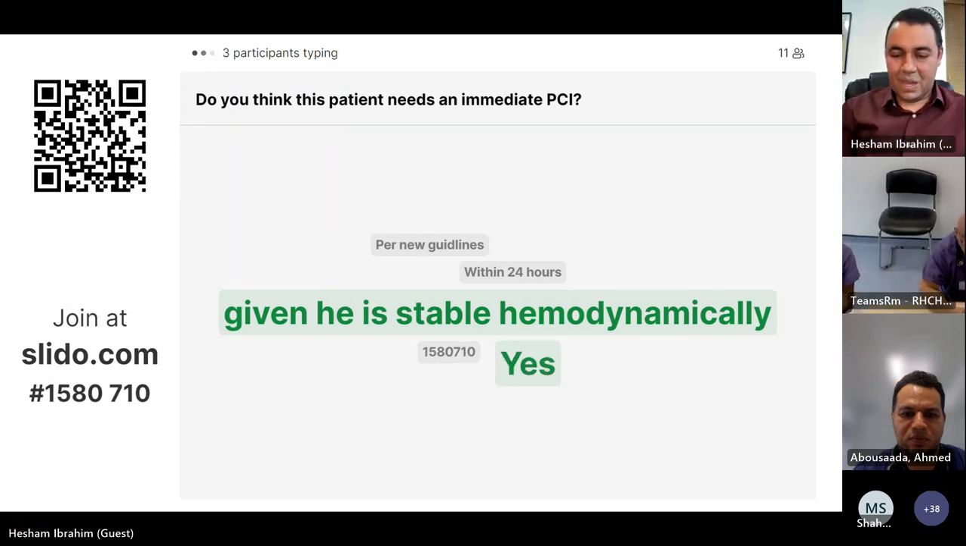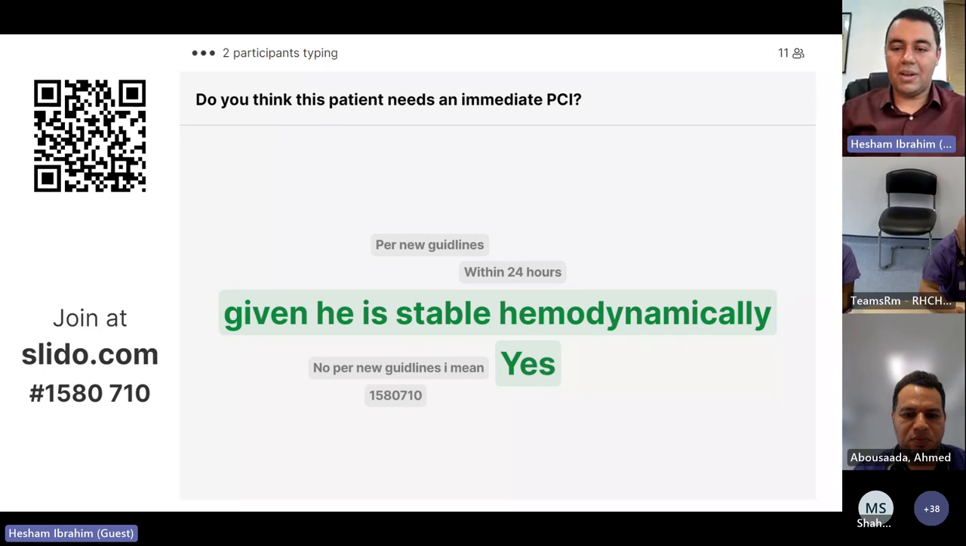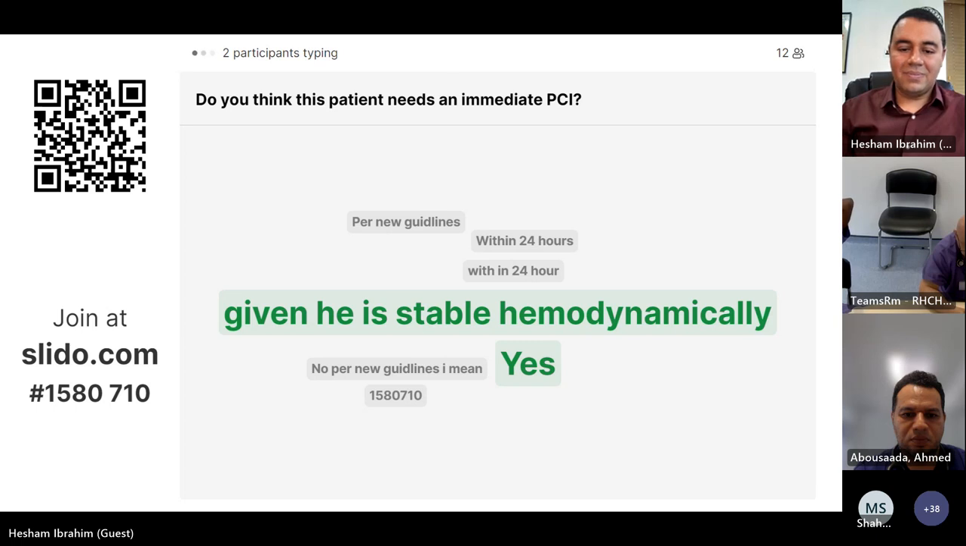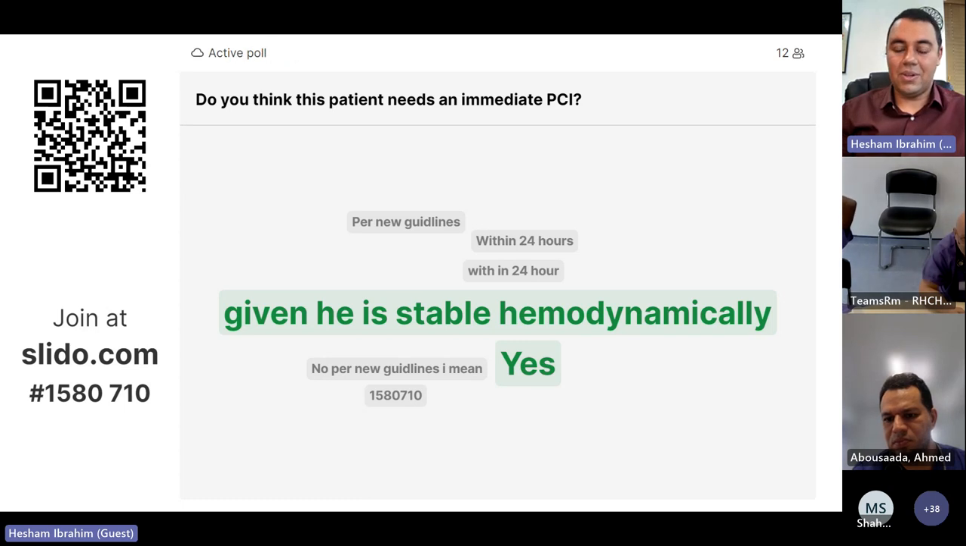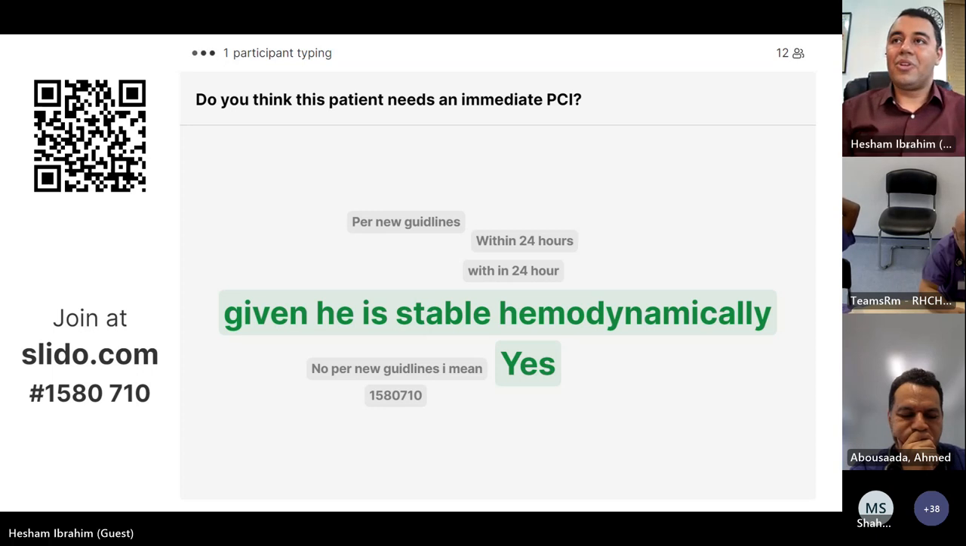Okay. So far, yes is getting bigger and greener, which means that most of you are writing the same. And no per the guidelines, I mean, okay, so that means that the hemodynamic is stable, no, so within 24 hours. Okay, so I guess we all know now that this patient needs to go to the cath lab anytime between that presentation and the next 24 hours.